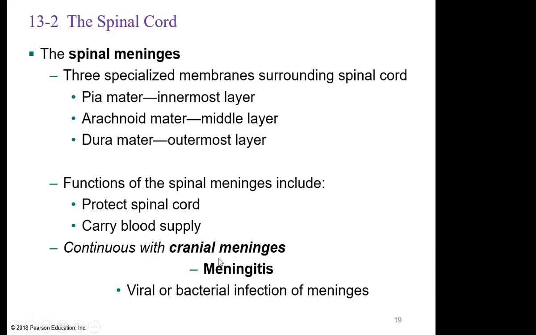So if we say meningitis, now you know that we have these meninges around the brain, around the spinal cord. Itis always means inflammation of something. So meningitis is inflammation of those meningeal layers. Could be viral or bacterial, could be very dangerous. Can't get over it.